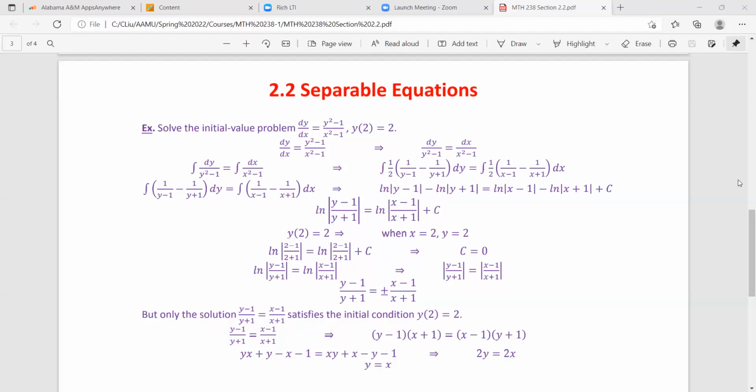Right? Any questions for this example? I think the only thing that needs caution is the absolute sign when you take the natural log. When you integrate 1 over x, you get the natural log of absolute x. You should be very cautious about that when you do problems.